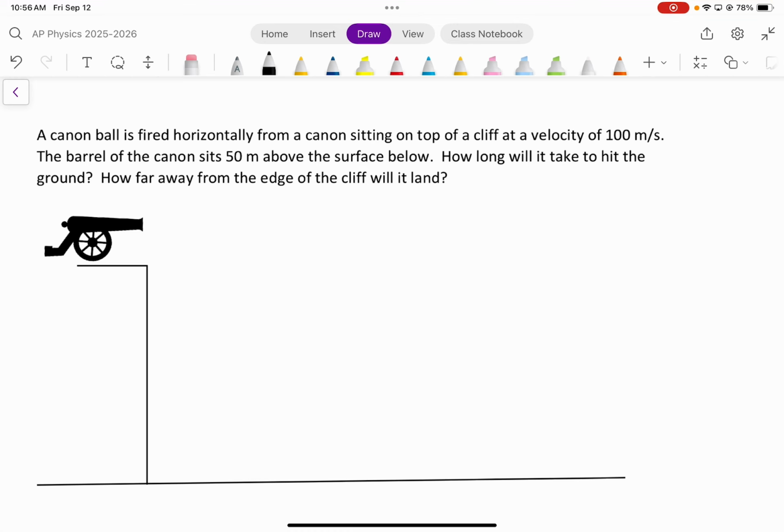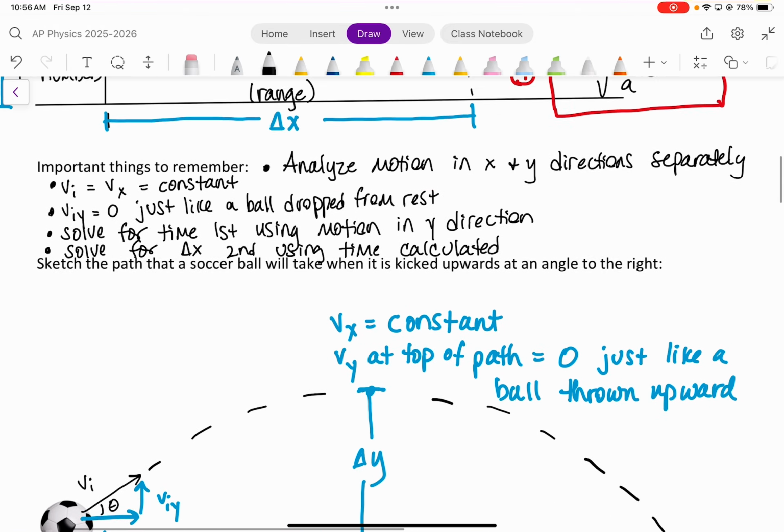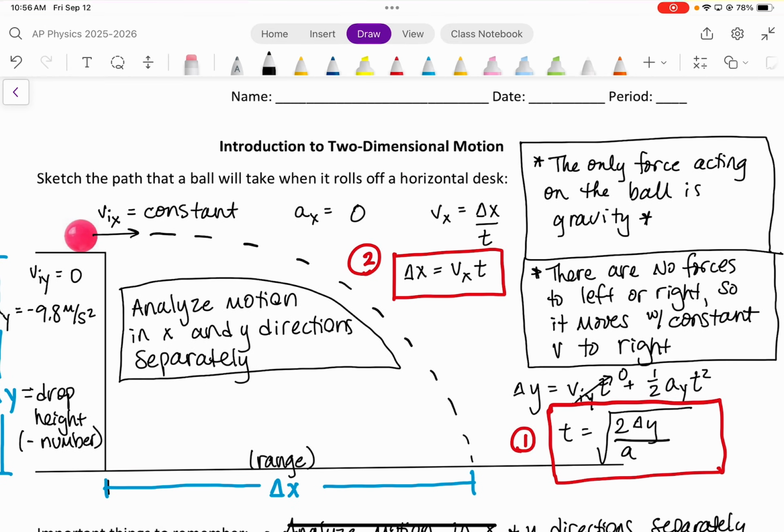Yes? Where did we get the second equation? So this one? Since my velocity in the x direction is constant, velocity is going to equal the change in distance over time. There are no forces pushing or pulling it to the right or left. So if it's going this way, it's just going to keep going that way until something stops it. All right? So I just rearranged this equation to solve for delta x.